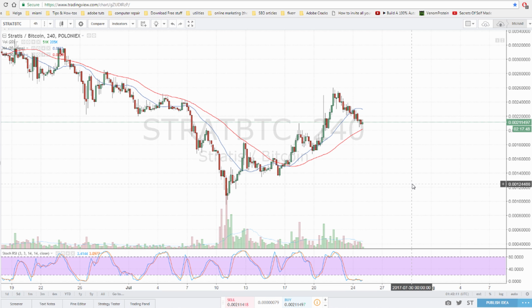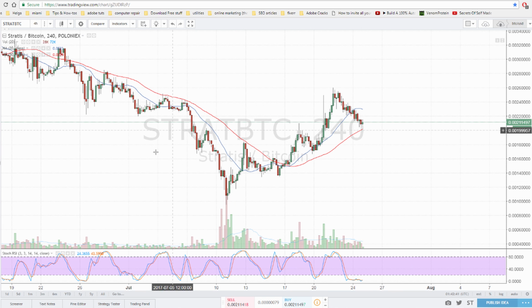Today I'm going to be doing something different. Today I'm going to be showing how to find good entries for day trading and how to use the Fibonacci retracement and Fibonacci extension. I don't usually day trade or swing trade. I usually buy and hold, but I'm going to be doing this just for the purpose of this tutorial.